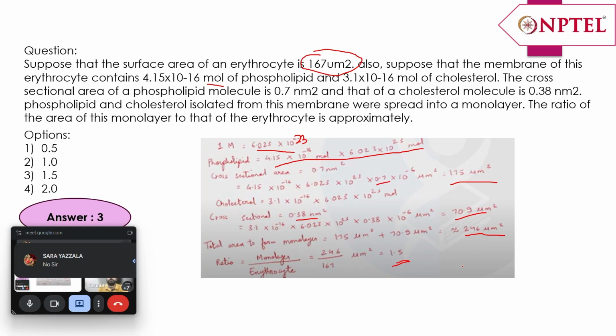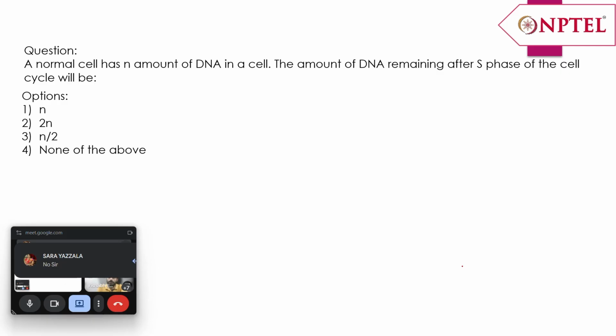Okay, so let's move on to the next question. A normal cell has n amount of DNA in a cell. Okay, so this is an interphase nucleus, you consider this. The amount of DNA remaining in the cell after S phase of the cell cycle would be. So what can be the correct answer?